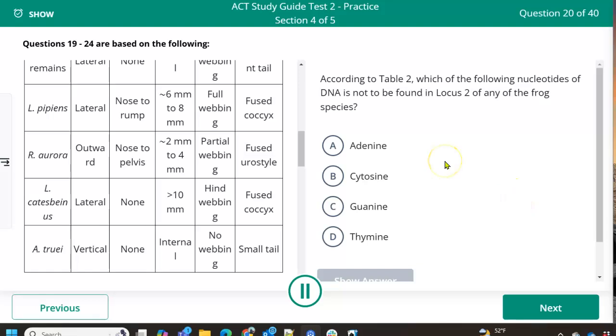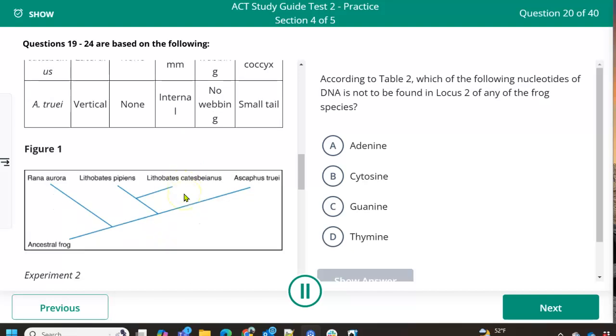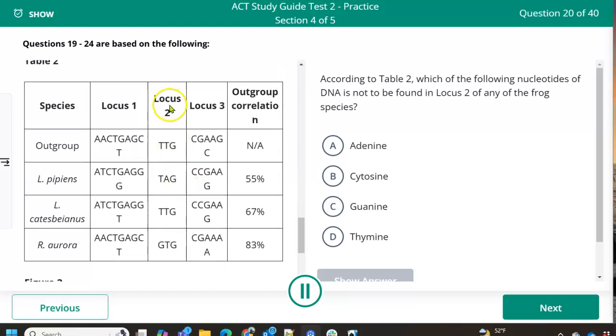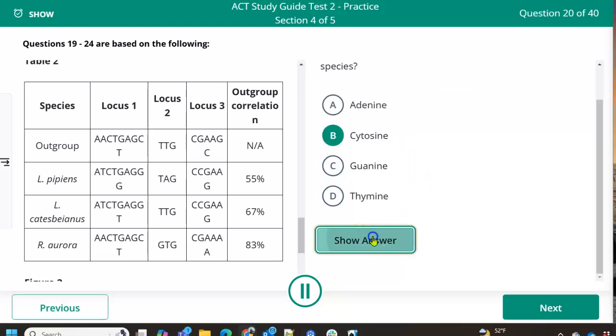All right, the next question is just reading a table. According to Table 2, which of the following nucleotides of DNA is not to be found in locus 2 of any frog species? And we have 4 of them there. These are usually abbreviated ACGT. Locus 2, I see A's, G's, and T's. I do not see any C's. So let's go with cytosine.